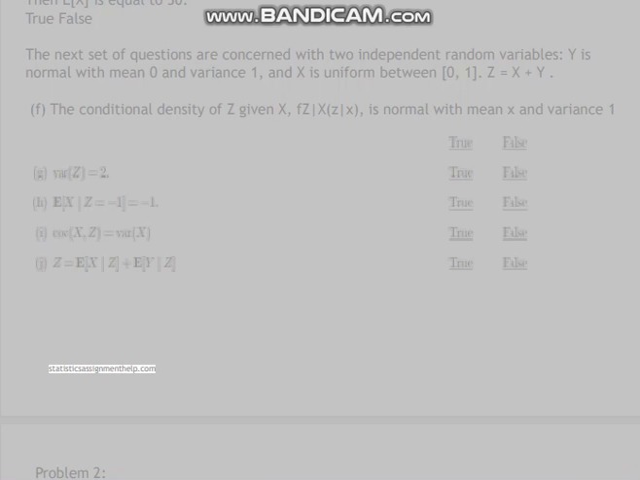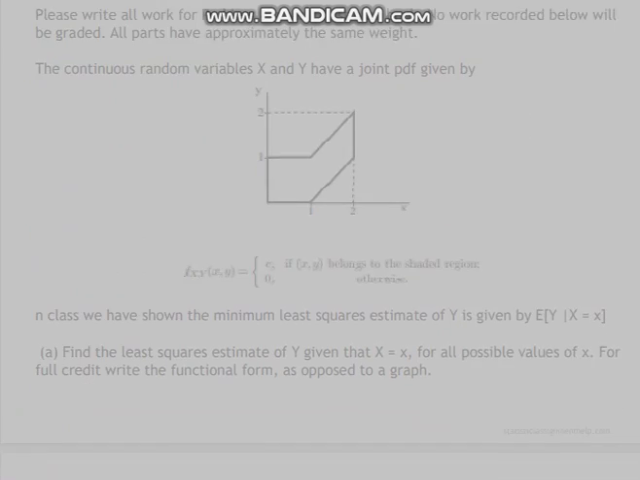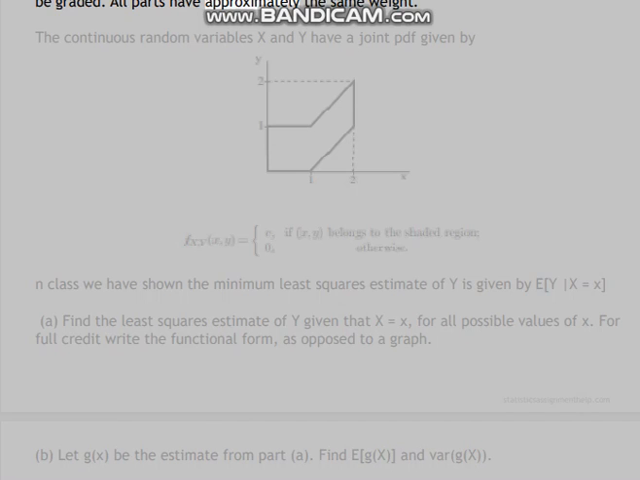Problem 2. Please write all work for problem 2 in your first blue book. No work recorded below will be graded. All parts have approximately the same weight. The continuous random variables X and Y have a joint PDF given by. In class we have shown the minimum least squares estimate of Y is given by E[Y|X = x]. A. Find the least squares estimate of Y given that X equals x for all possible values of x. For full credit, write the functional form, as opposed to a graph.